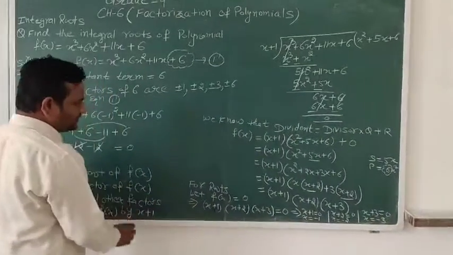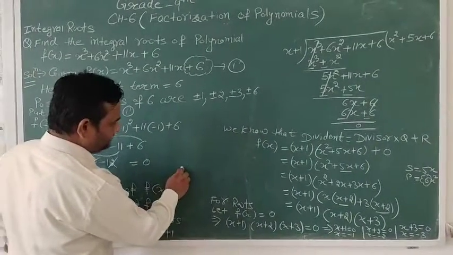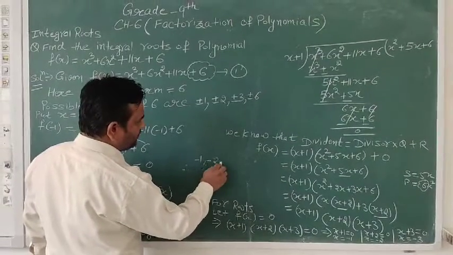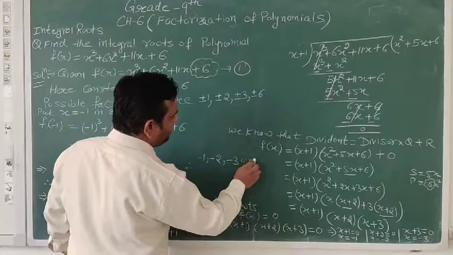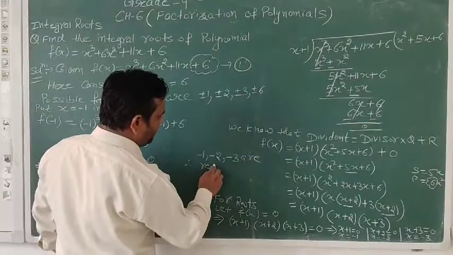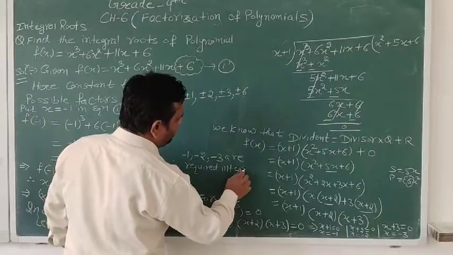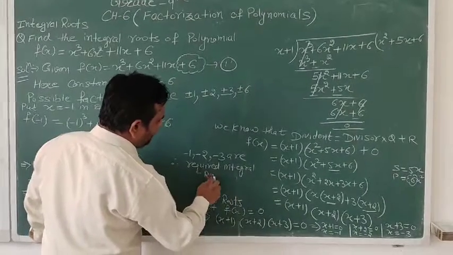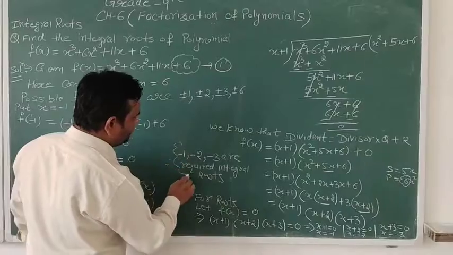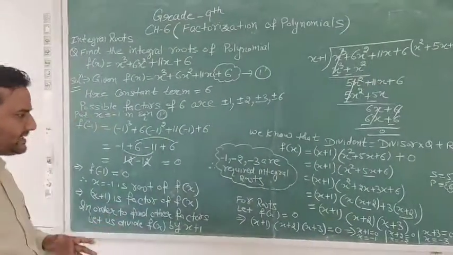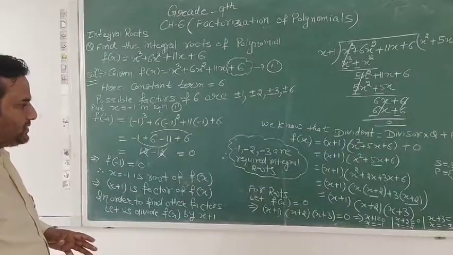So I am writing here, students, therefore minus 1, minus 2, minus 3 are the required integral roots. This is your final answer. Students, hope you understand the way to solve this question.